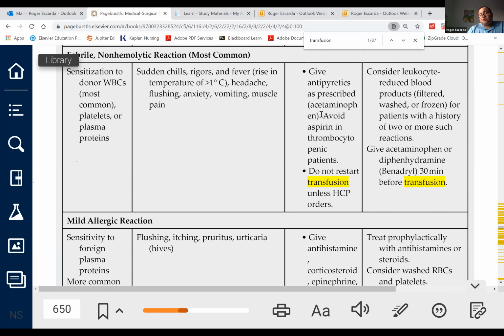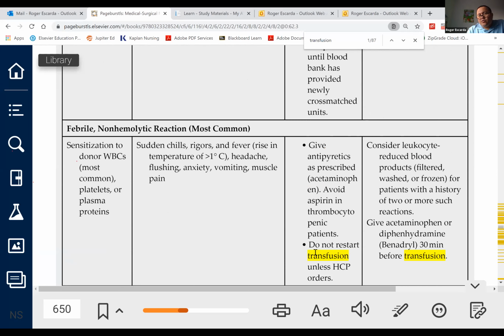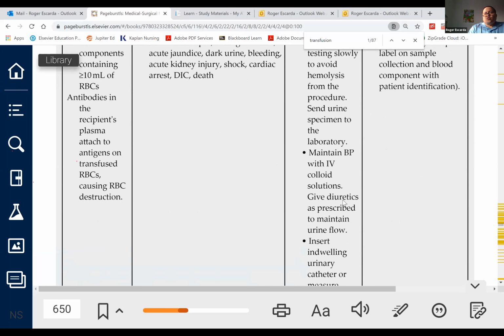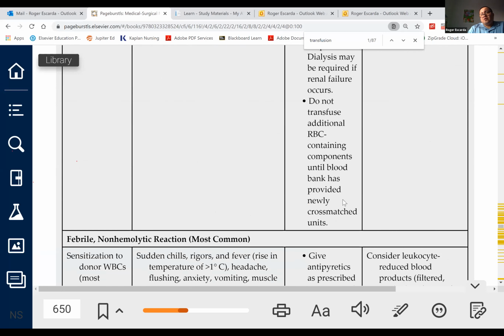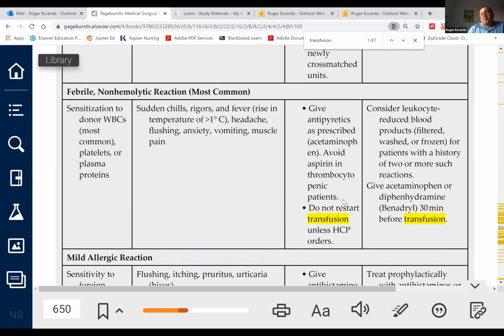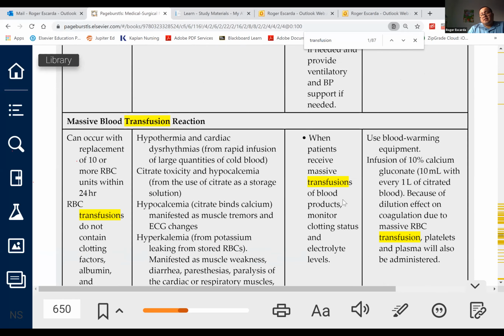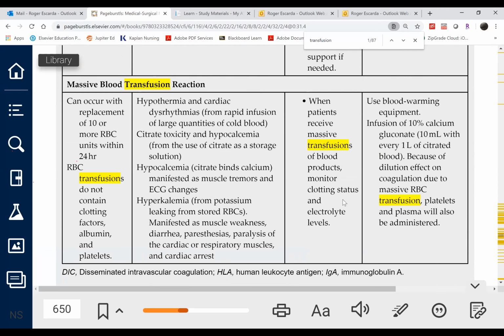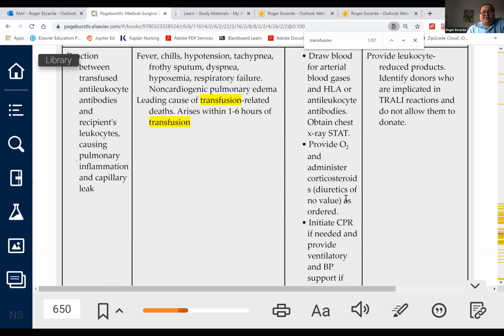Okay, so if the doctor tells you, oh, just give him Tylenol, then you can continue with the transfusion. Follow the actions here, but since they all say do not restart, what did you do in any of these transfusion reactions? What's the first thing you do when you see any of these signs? Discontinue the transfusion. Yes, stop the transfusion and then follow the next steps.